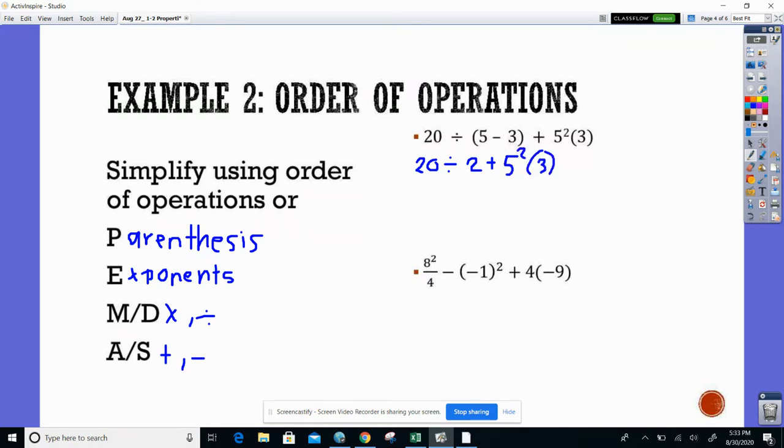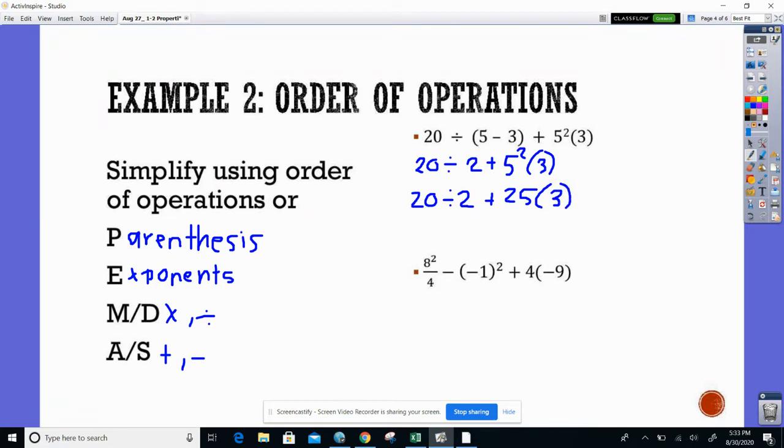All right. Now, there's nothing else to do inside any parentheses, so we're going to move on to the next one, exponents. If you notice, we have an exponent right here, 5 squared. 5 squared is 5 times 5, which is 25. So I have 20 divided by 2 plus 25 times 3. All right, so we've done all of our exponents.